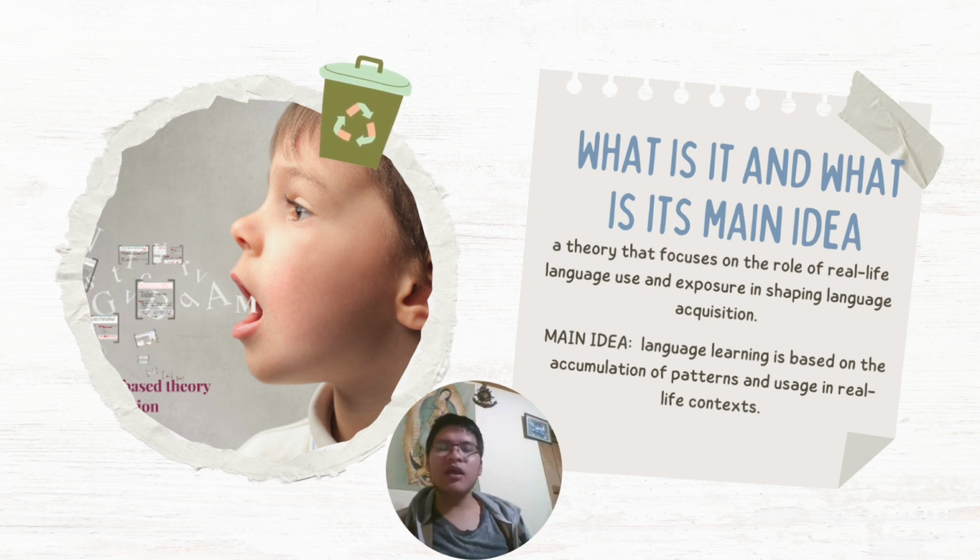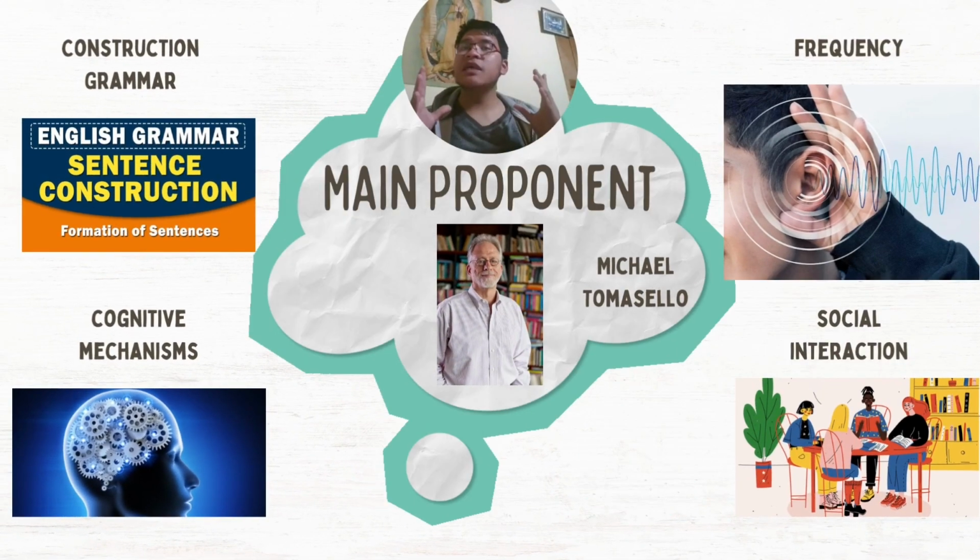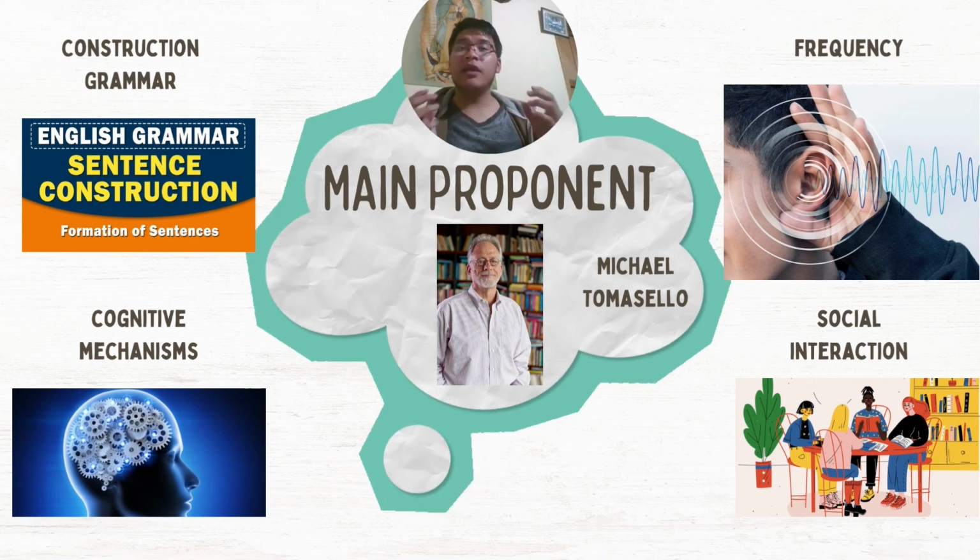So, what is the main idea of this theory? That language learning and comprehension is based on the accumulation of patterns of use. So, what is the main proponent of this theory? His name is Michael Tomasello, an important developmental psychologist and linguist who established the main concepts for this theory.